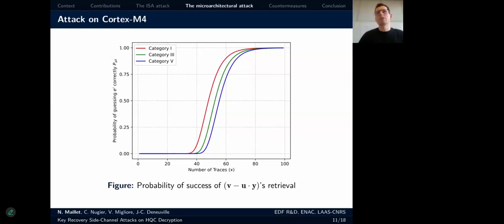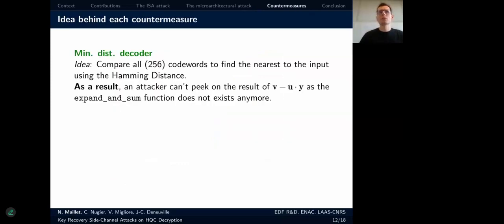So then what we did is look at some countermeasures. The first of them is the minimal distance decoder, the distance being the Hamming distance. The idea behind this is that we can compare all code words to find the nearest one to the input, and this will fully replace the Reed-Muller decoding. So in principle, it's quite easy. What we are saying here is that the exponent sum function is leaking, so we just have to remove this function, right? If we remove this function, an attacker can't use our attack.